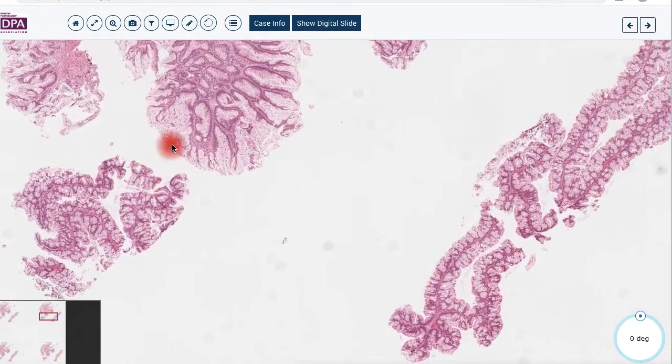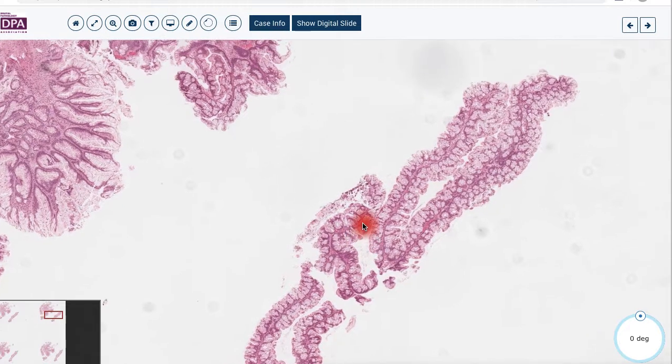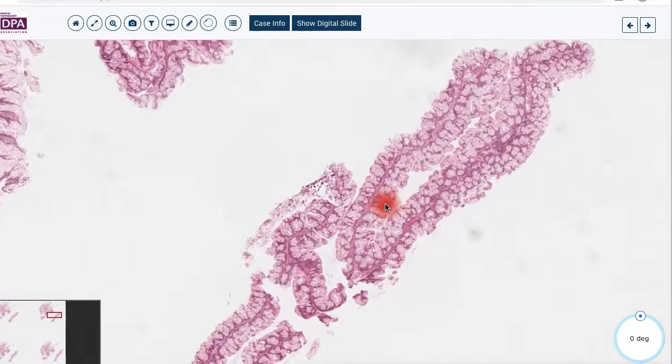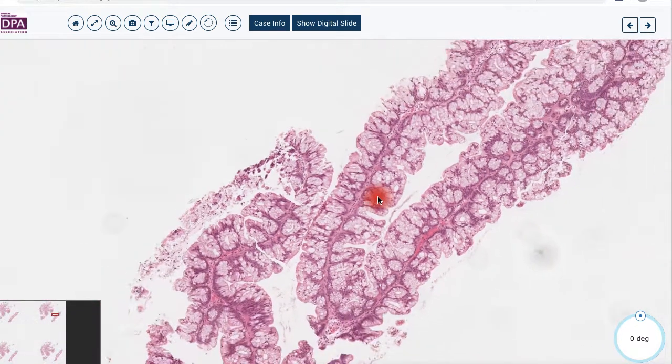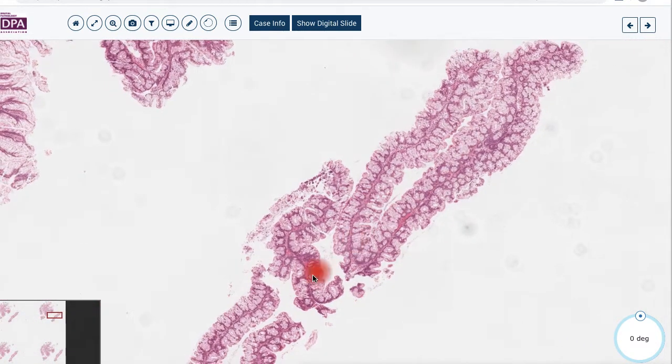If we look over at this fragment over here, again we see the same sort of pattern, an almost undulating crypt-like structure on both sides of this villous frond. And we see that this is a villous frond. It's just very, very elongated with a very narrow core. This is not something that's cut on a bias.